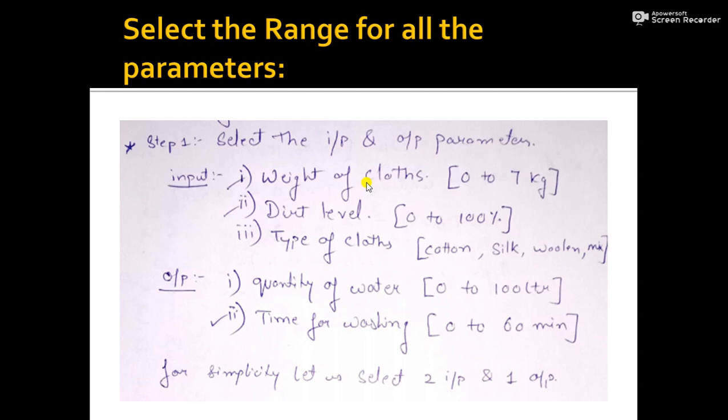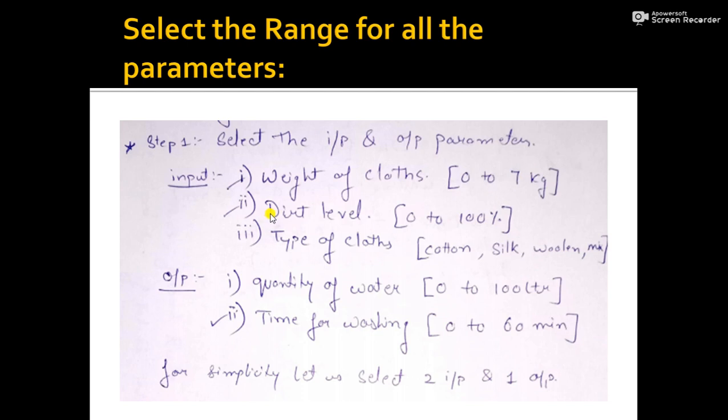Now, considering an average domestic machine, these machines have ranges of 0 to 5 kgs, 7 kg, and 9 kg, up to 15 kgs. And there are commercial machines which go even higher. But for simplicity, from the point of view of domestic application, we are going to take the weight of the cloth as 0 to 7 kgs. So the maximum weight that can be put into the machine is 7 kgs.